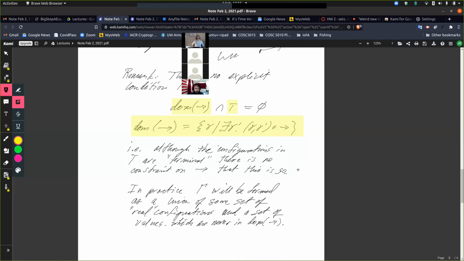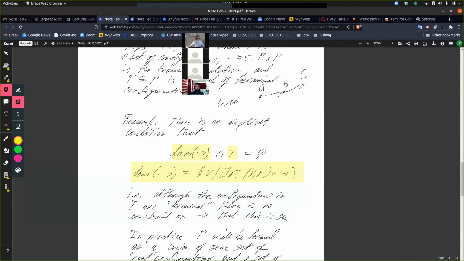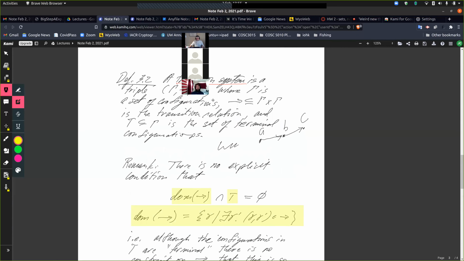So the point is, by the definition of transition system, there are going to be a lot of things that are triples with those three parts that are not really going to be sensible transition systems.